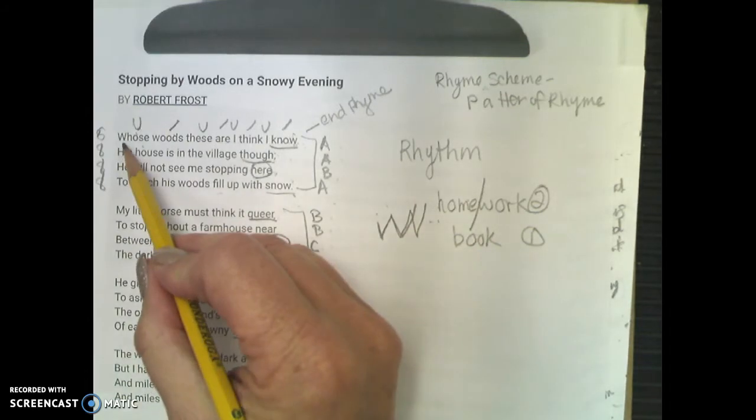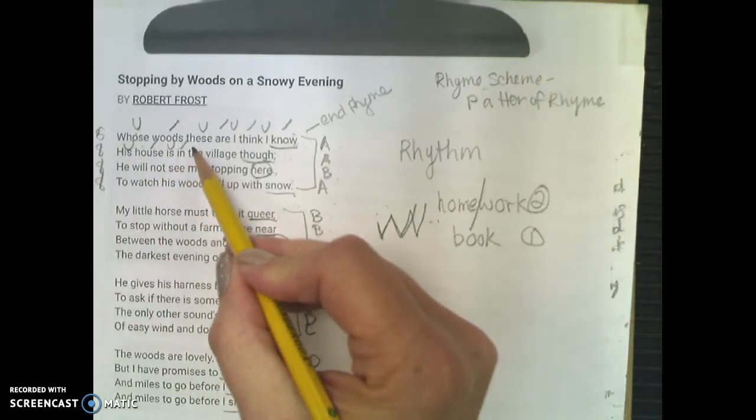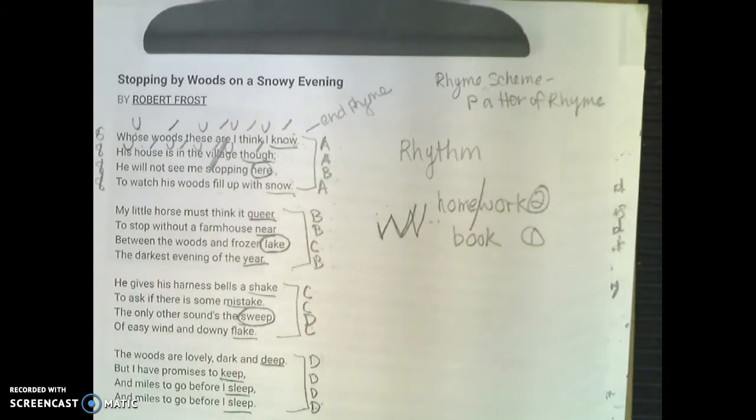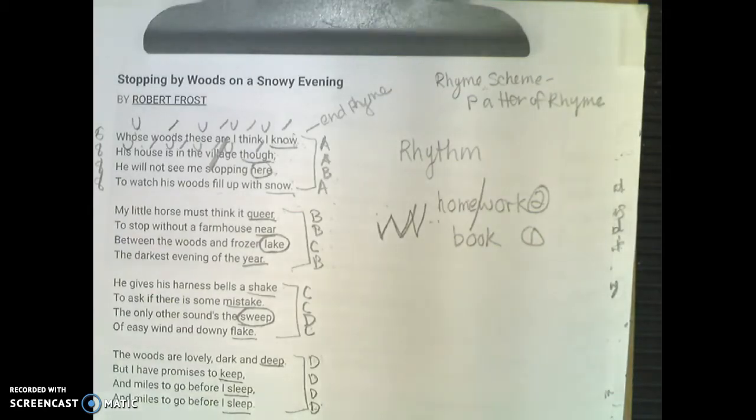It continues through. His house is in the village though, and you can see that one's broken up into 2 syllables, but still has that down up beat. So that's just kind of a brief overview on poetic form by looking at line, stanza, rhyme, and rhythm.